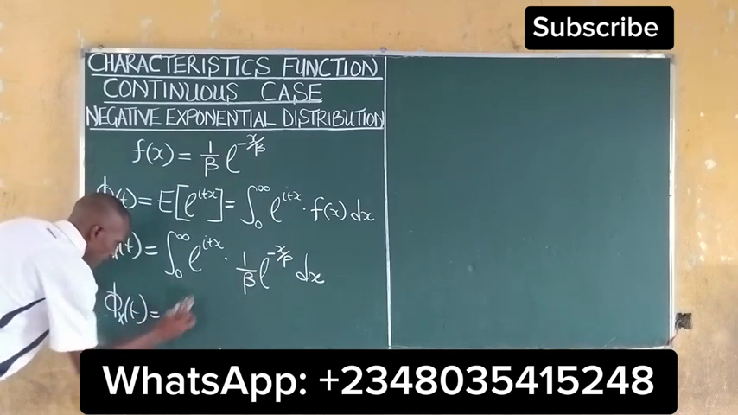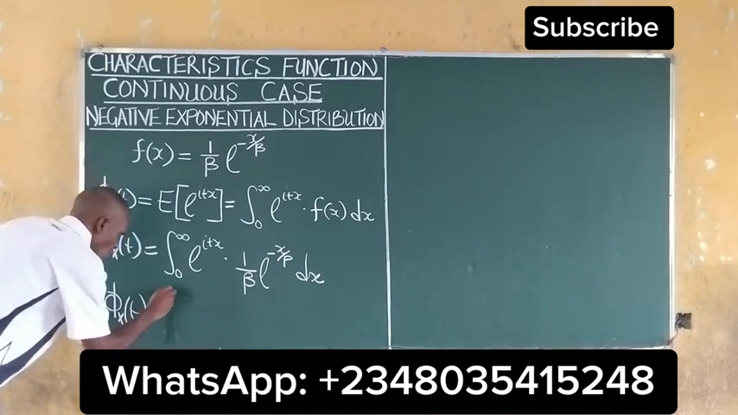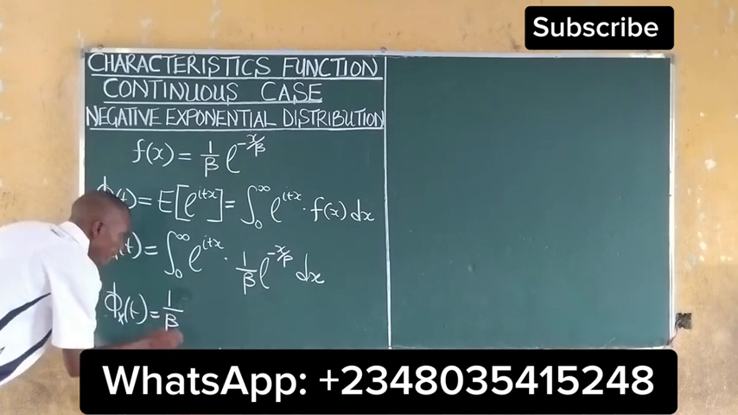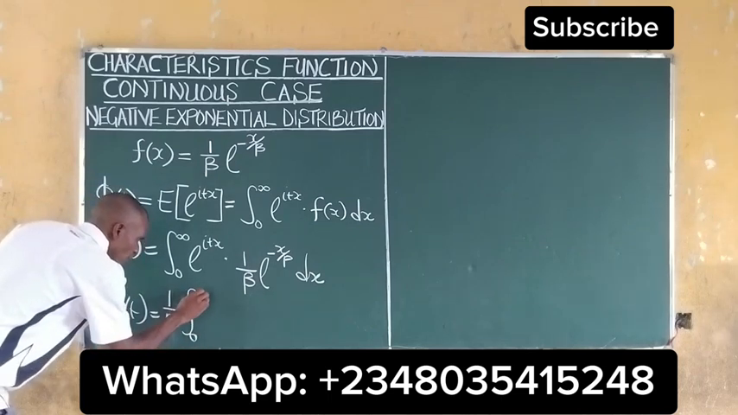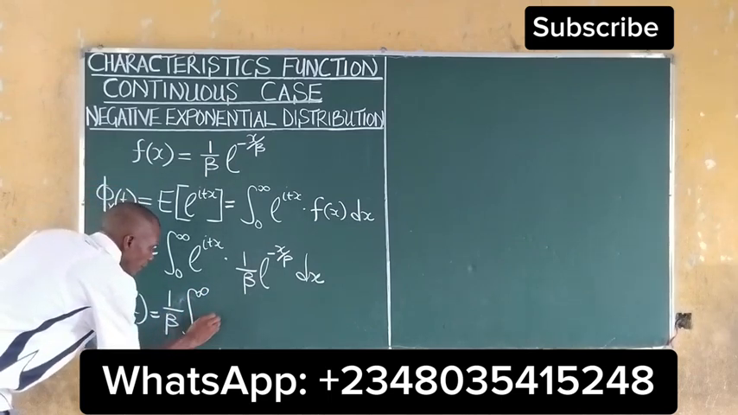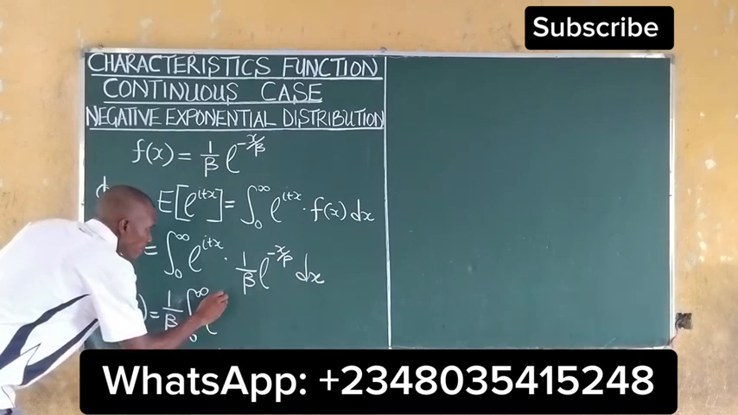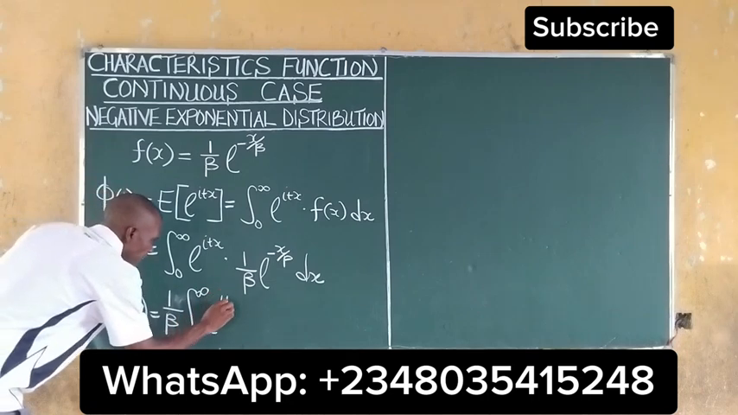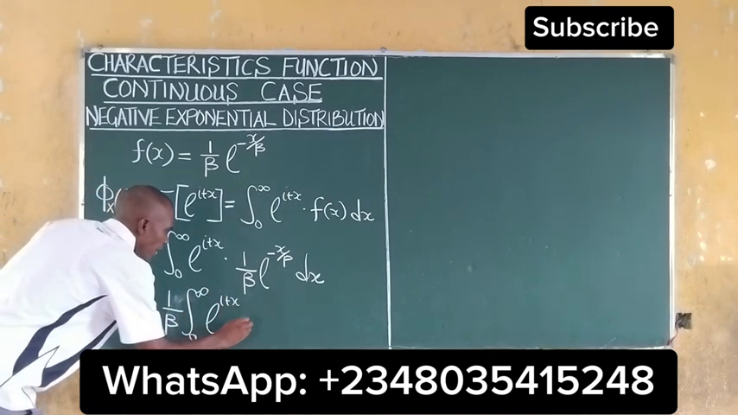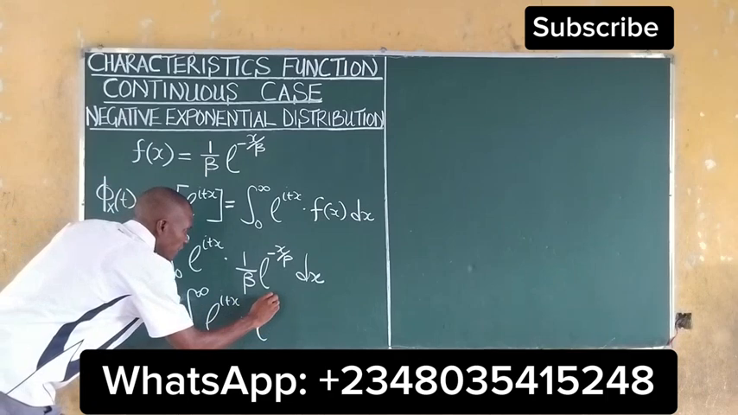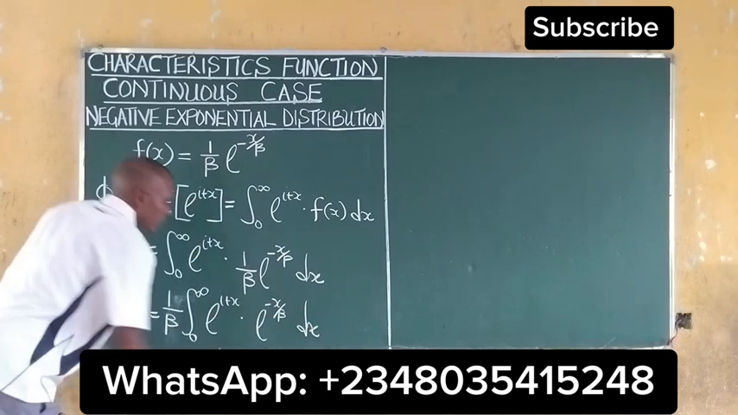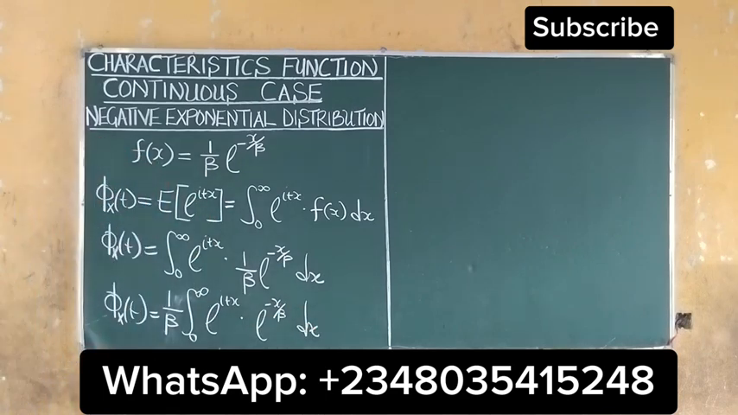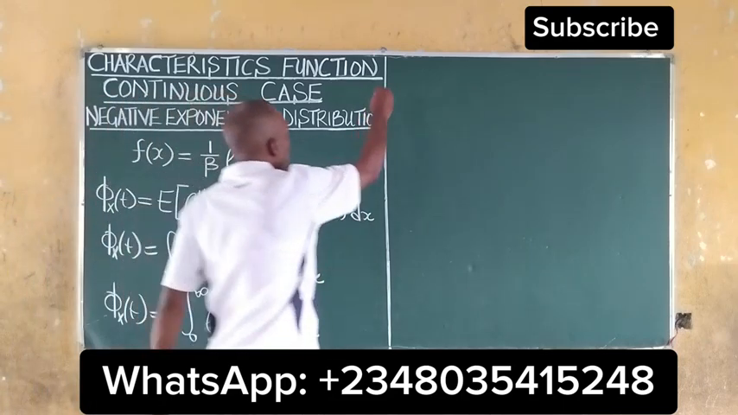So it means that our characteristic function will be equal to 1 all over beta, the integral from 0 to infinity of e^(itx) multiplied by e^(-x/beta) dx. So this is what we get. The next thing to do is to move over to this side.